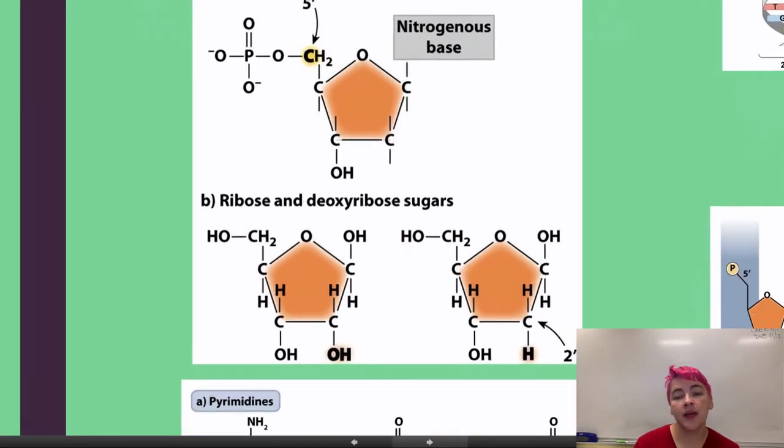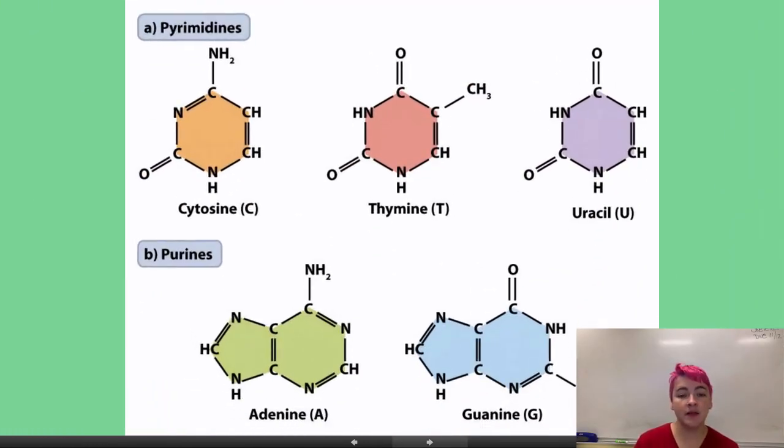There are 5 nitrogen bases. We have cytosine, thymine, adenine, and guanine. C, A, and G are found in both DNA and RNA. T is found in just DNA, and U is found in just RNA.